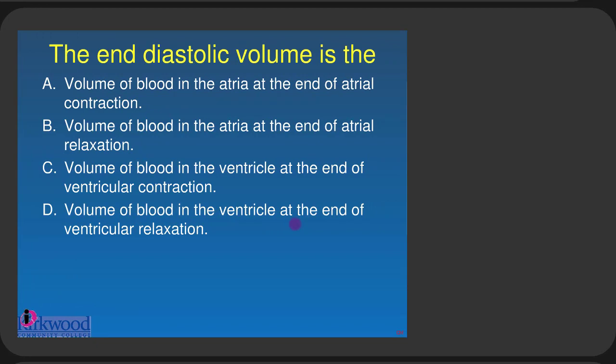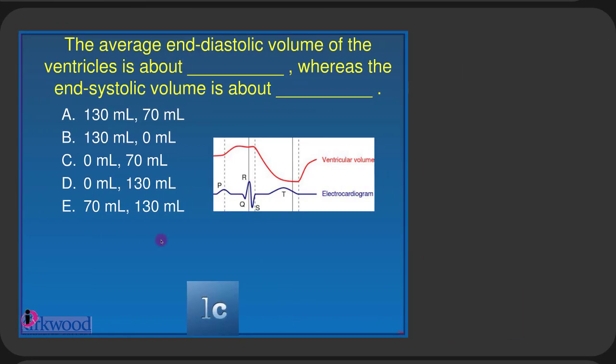Volume of blood, we know it's not A or B because we don't really pay attention to volumes in the atria, so we know it's C or D. Volume of blood in the ventricle at the end of rest, so relaxation, so D. The average end diastolic volume of the ventricle, if we go back to the Wiggers diagram, was about 130 milliliters. Whereas the end systolic volume, different books use different things. The previous book used 70 milliliters. This book uses closer to 50. So we start at 130 and end at about 50.